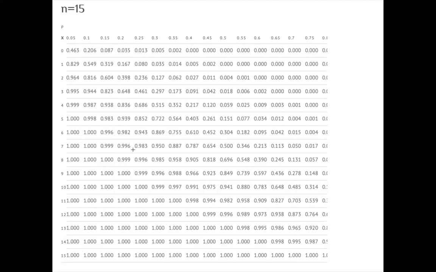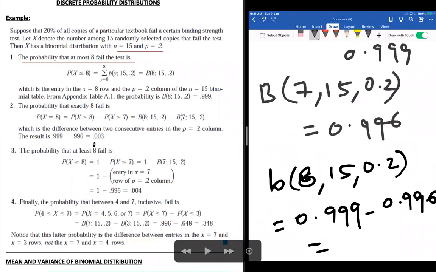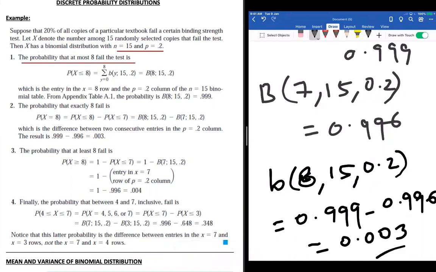Small b of 8, 15, 0.2 is equal to 0.999 minus 0.996, which is equal to 0.003. So this is the probability of the random variable x taking the value 8.